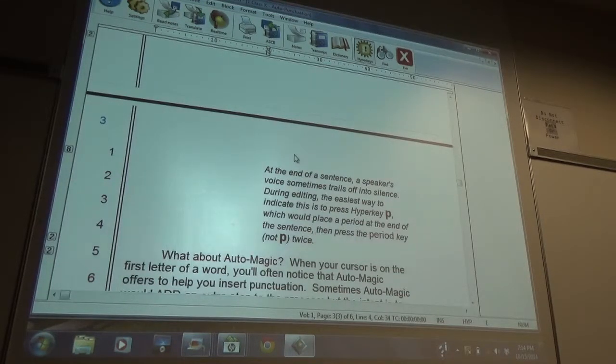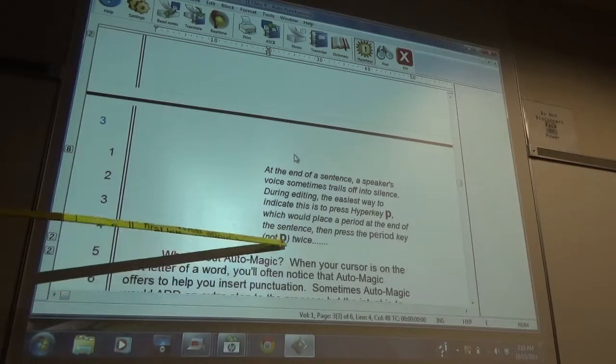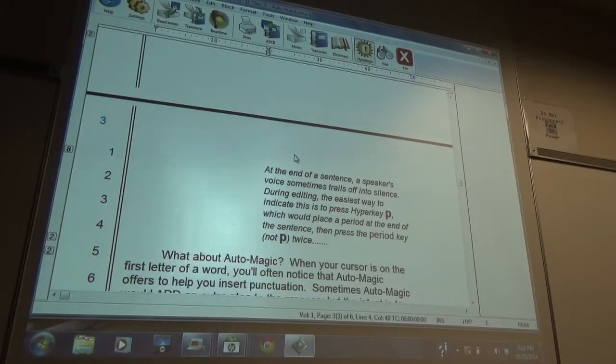Anyway, we're kind of getting off the thing, but that's how you do it. If you come to the end of a sentence and say there wasn't a period there, but you want to put one there, you're in hyperkeys, push the P, and it puts the period there. If it's a trailing thought, not a trailing sentence, an ellipsis, just keep pushing the period, not the P, because the P is going to take the period off again, I believe.